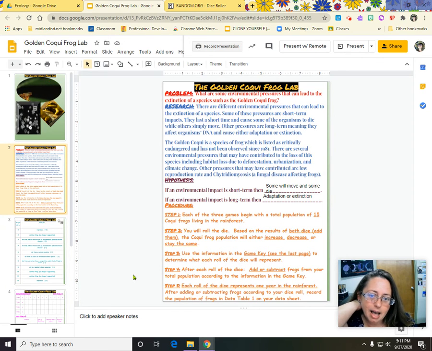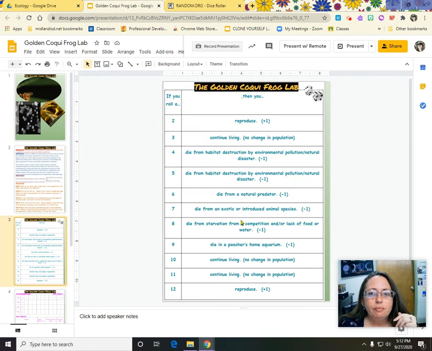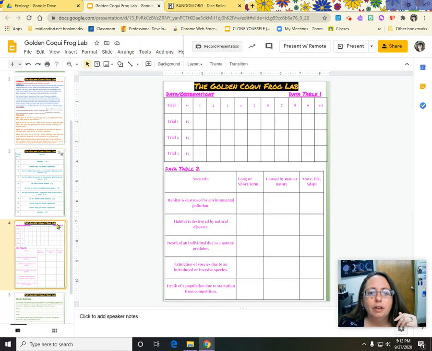Then it says, after each roll, you add or subtract the frogs from your population. And then it says each roll of the dice represents 1 year in the rainforest. So every time you roll your dice, that's 1 year. You're adding and subtracting your frogs and putting them into the data table 1 on your sheet. So after this page, you have your key, and then you have the data page, okay? So this is your data table 1.